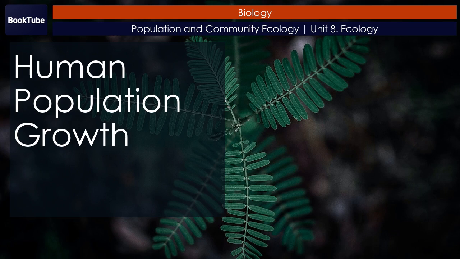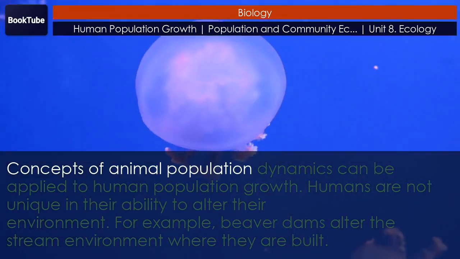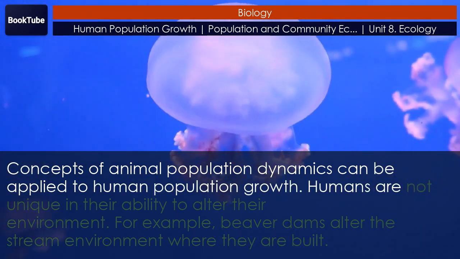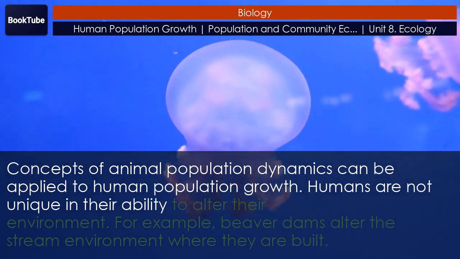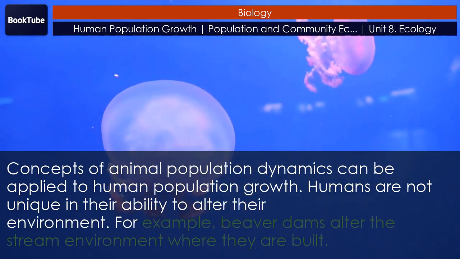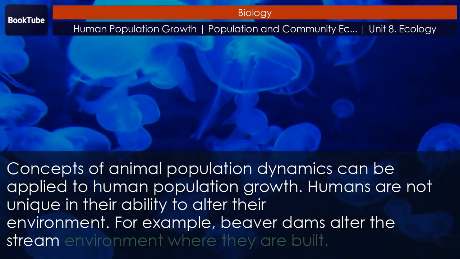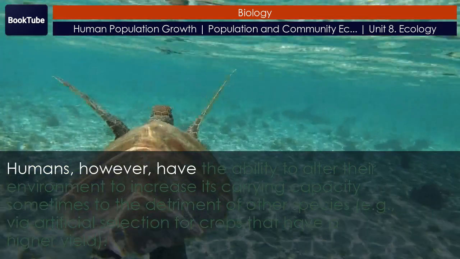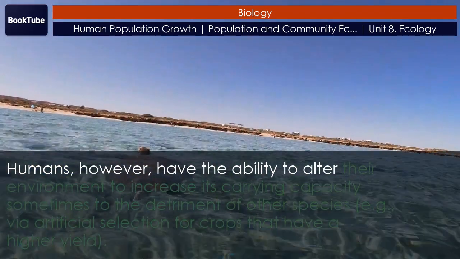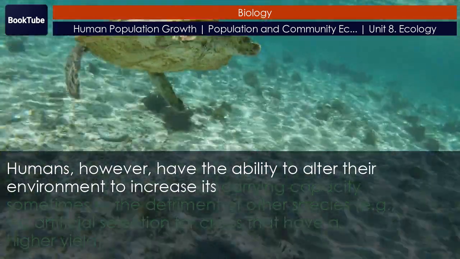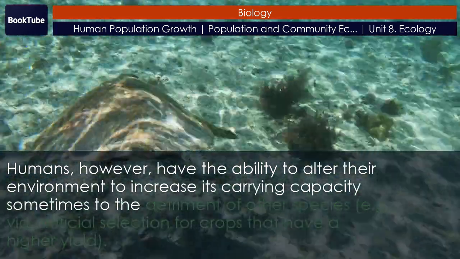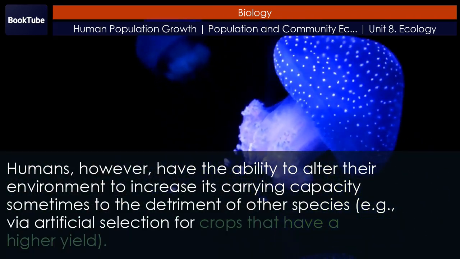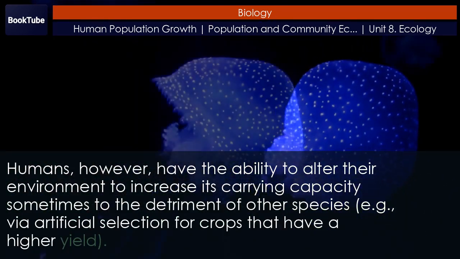Human population growth. Concepts of animal population dynamics can be applied to human population growth. Humans are not unique in their ability to alter their environment. For example, beaver dams alter the stream environment where they are built. Humans, however, have the ability to alter their environment to increase its carrying capacity, sometimes to the detriment of other species, e.g., via artificial selection for crops that have a higher yield.